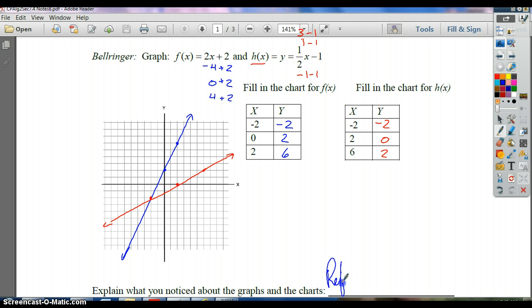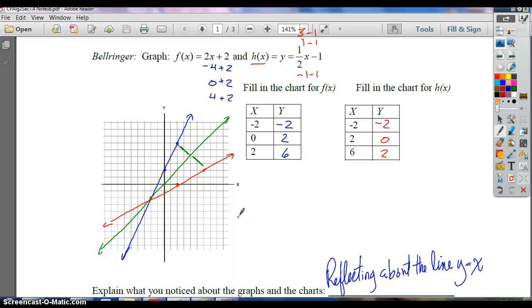They're reflecting about the line y equals x. Now, if I put that line on here, basically the line y equals x is this guy. Okay, so it mirrors on both sides. So where it is here, this distance here will be the same as that distance. So really, this is your introduction into inverse relationships.